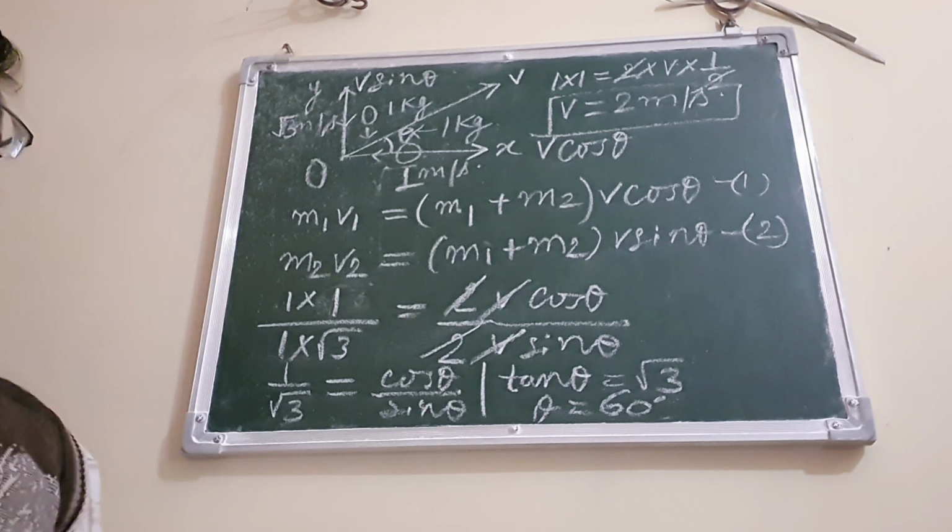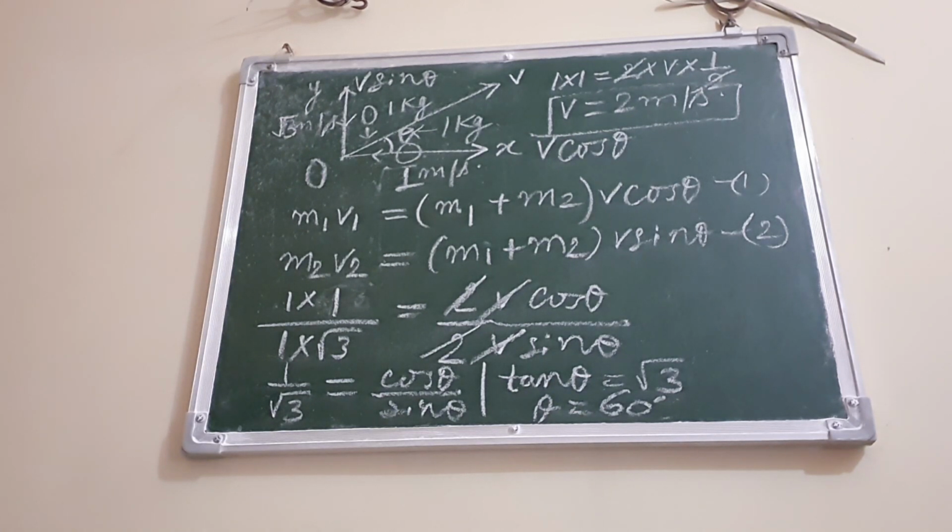simplifying, we get tan theta equal to root 3. So theta becomes equal to 60 degrees because tan 60 degrees is root 3. So the inclination theta with the x-axis is 60 degrees.